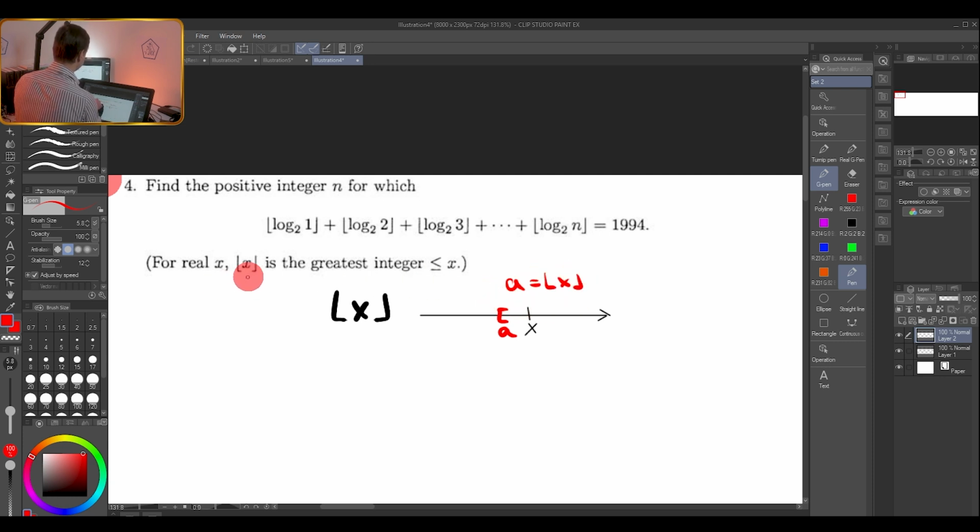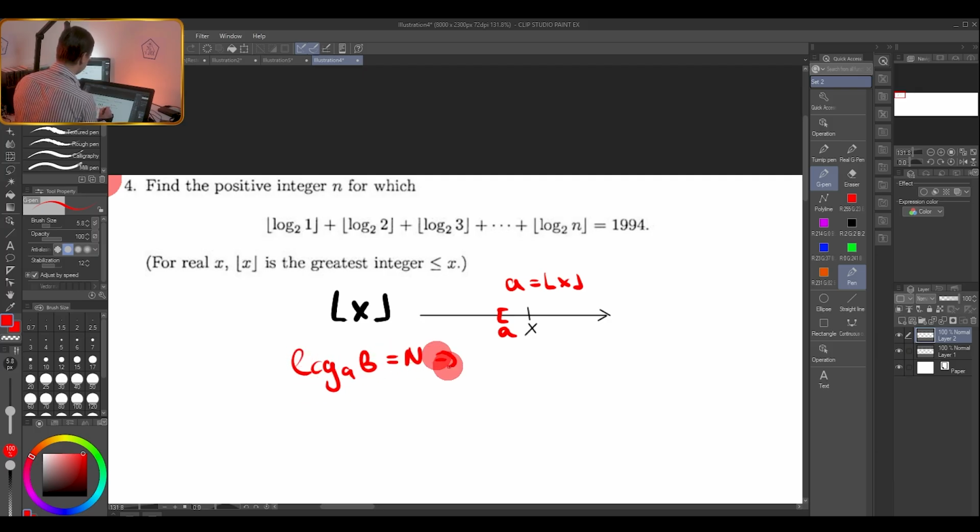Or we can say like here that a is the greatest integer less than or equal to x. That is the first one. What is log base a of b? It is simply a power: the power to which a should be raised to get b. Once again, it is the power to which a should be raised to get b.